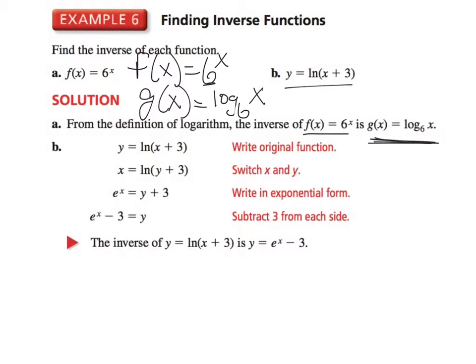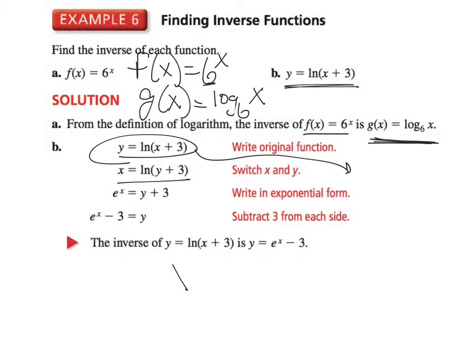Now the next one, y equals the natural log of x plus 3. We have to find the inverse. Now, I'm not sure how much of the inverse you guys have done in the past. If you're watching this, you're in my junior high class, so you've done none of this. The inverse means this. We write the original function. We then reverse or switch the x and y. So it looks like this.